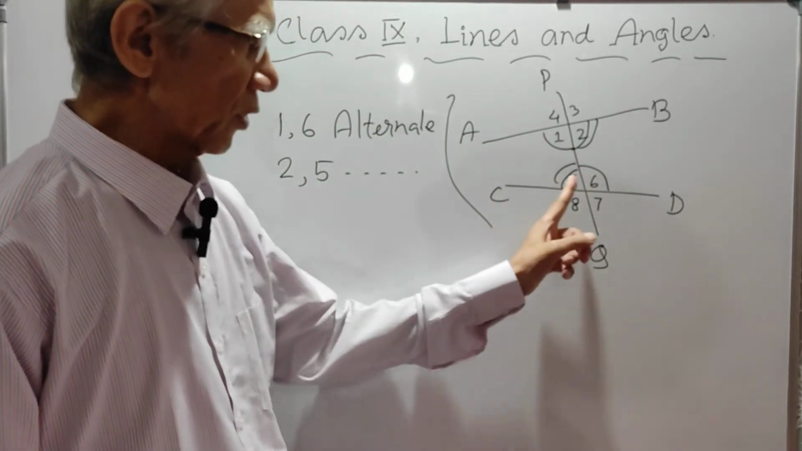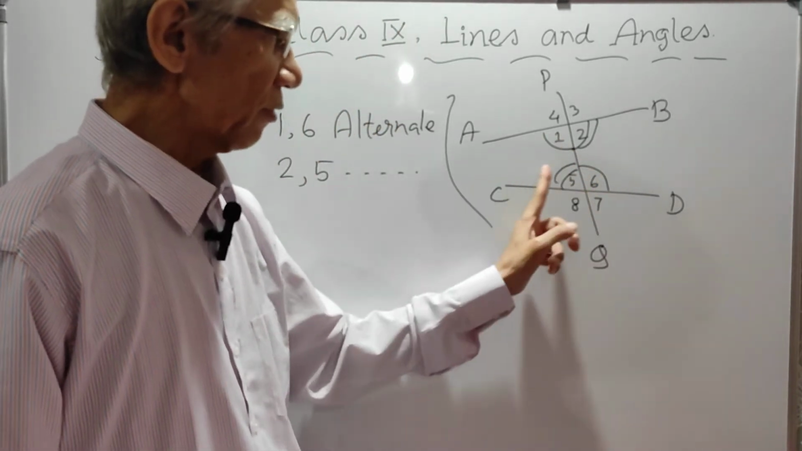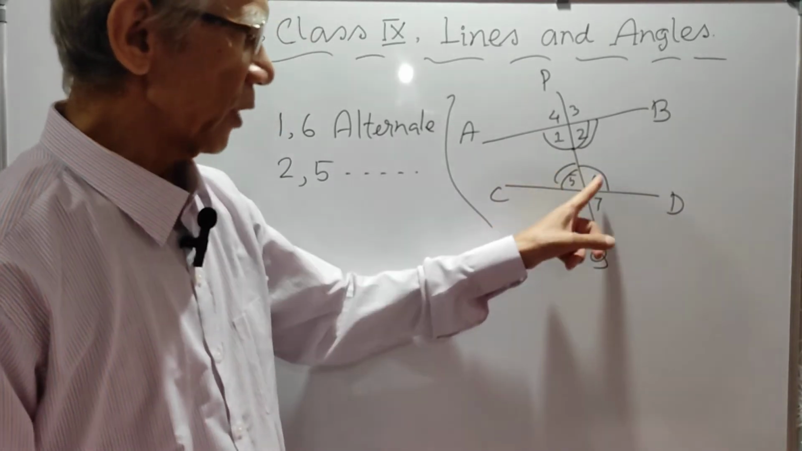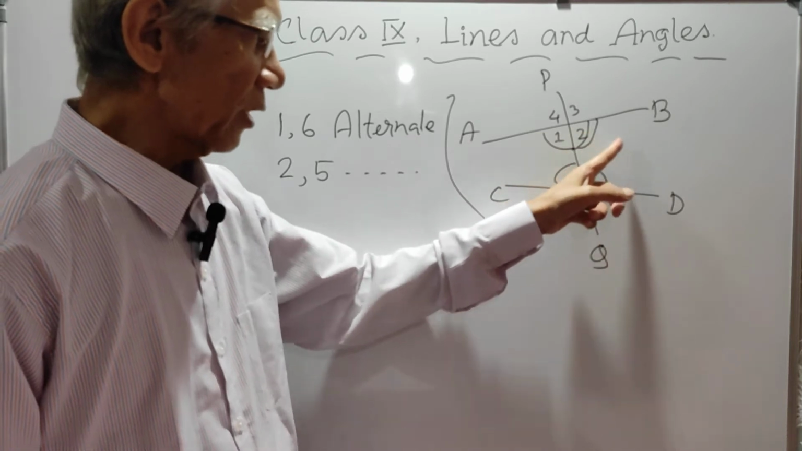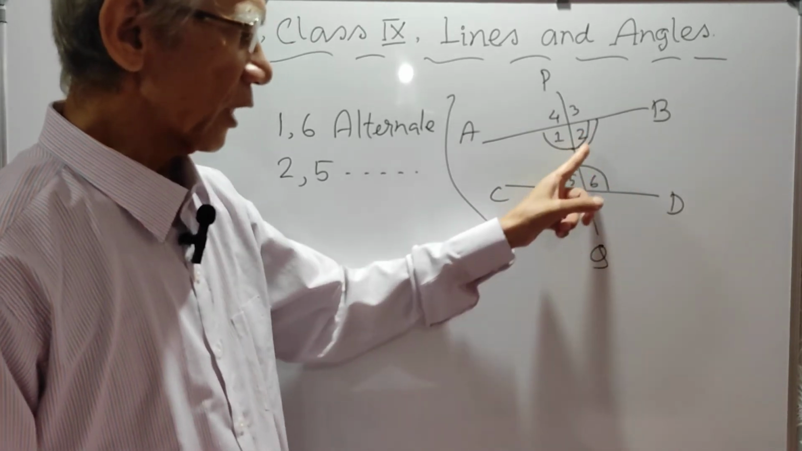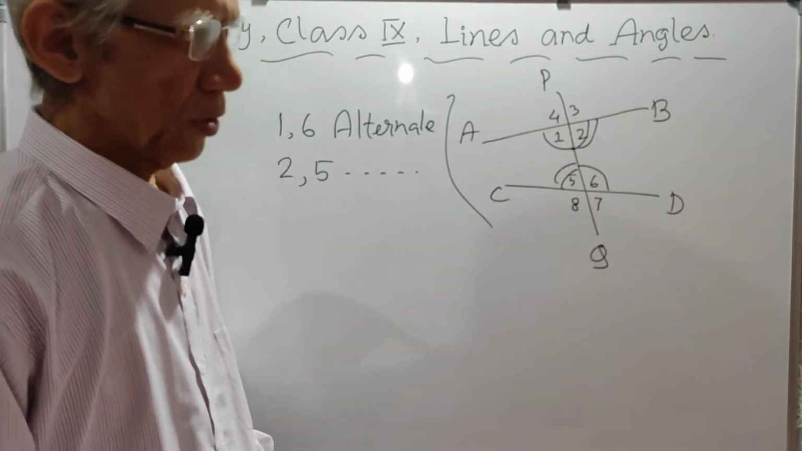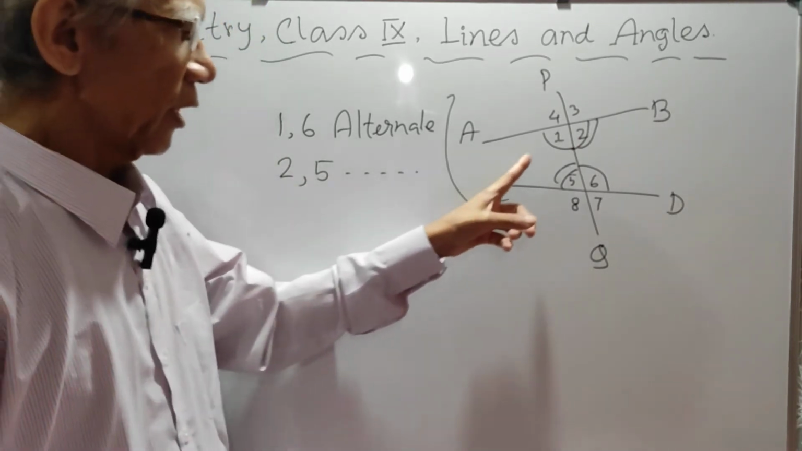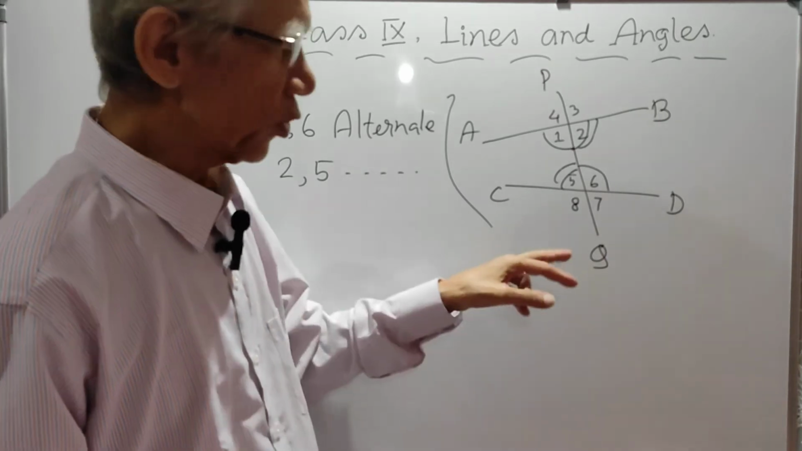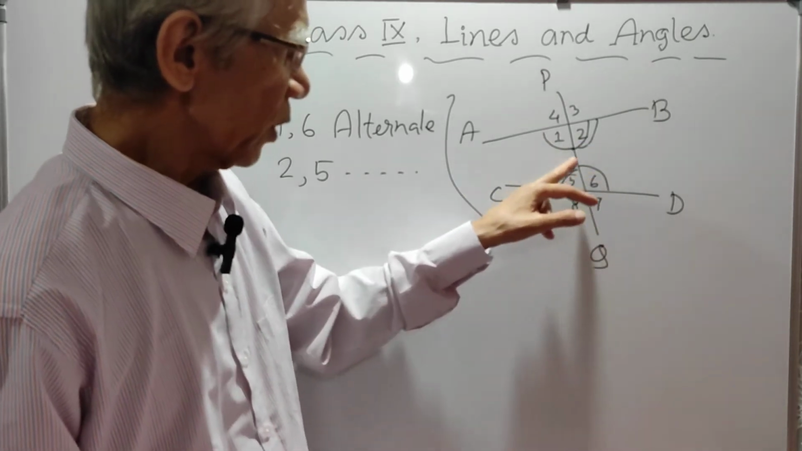So this on the left, this on the right. One is on the left, other is on the right. That is one pair of alternate angles. Then this is right, this is left. So these two are the second pair of alternate angles. So there are 4 pairs of corresponding angles which you already saw, and there are 2 pairs of alternate angles. Which 2 pairs? 1 and 6, and 2 and 5.